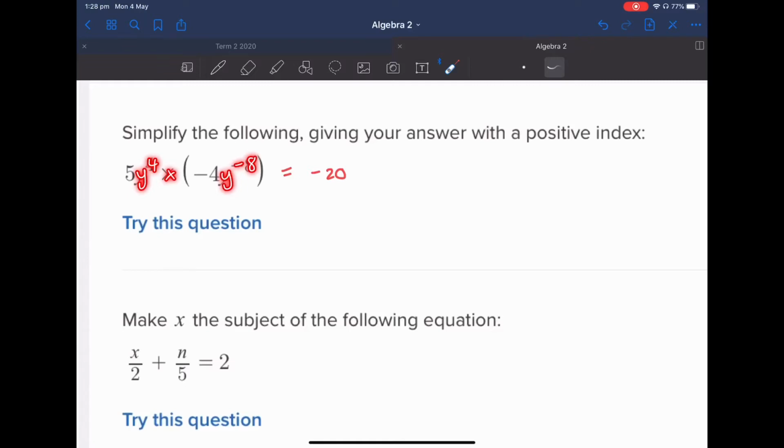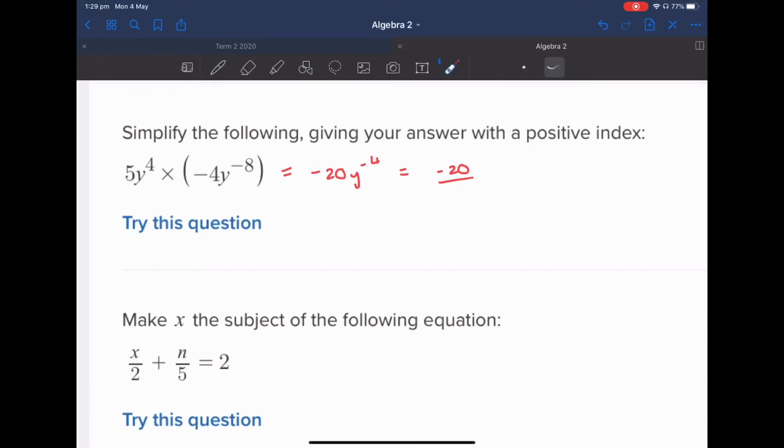Now, hopefully we remember that when we're multiplying the same pronumeral, we're going to be adding these powers together. So 4 plus minus 8, which gets me an answer of minus 4. Now that is correct, and we could leave it like that, except the question asks us to write it with a positive index. So what we need to do is change this from being a negative to a positive. We're going to leave that negative 20 on top because it's just negative 20. It hasn't got a power.